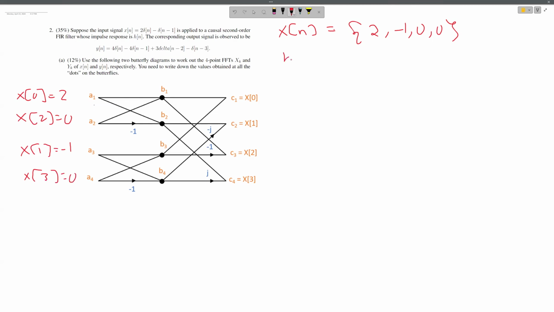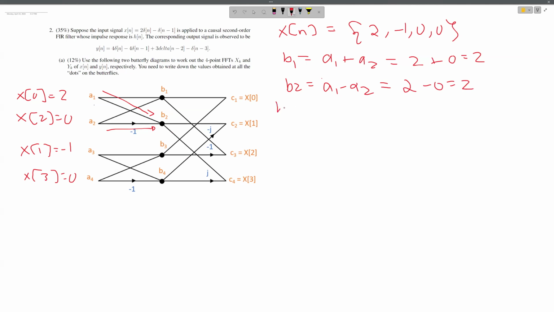Now to get B1, I'm going to follow the trail. B1 gets contributions going this way and that way from A1 plus A2, and that's going to be 2 plus 0 equals 2. Next, B2 equals the contribution coming from A1 minus A2, so 2 minus 0, which is still 2.